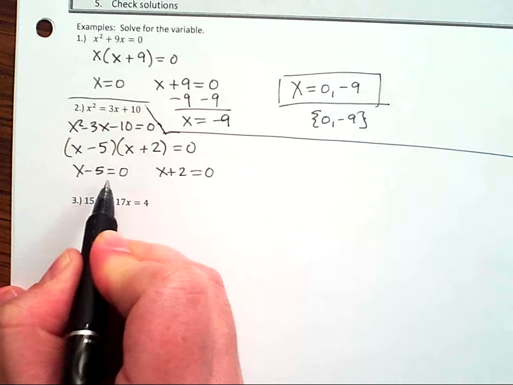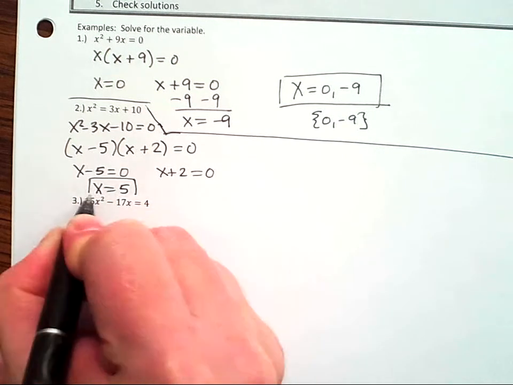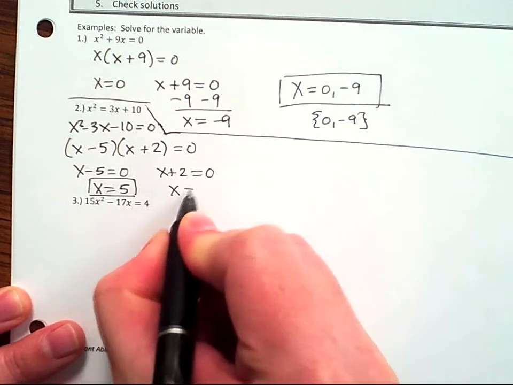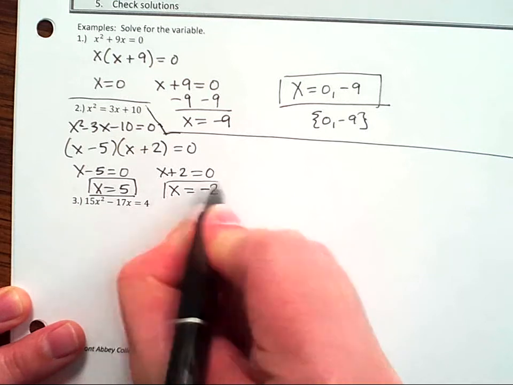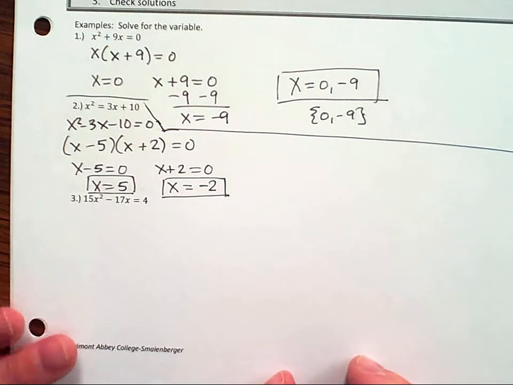Then here I add 5 to both sides. I get x equals 5. Here I subtract 2 from both sides. I get x equals negative 2. Right?